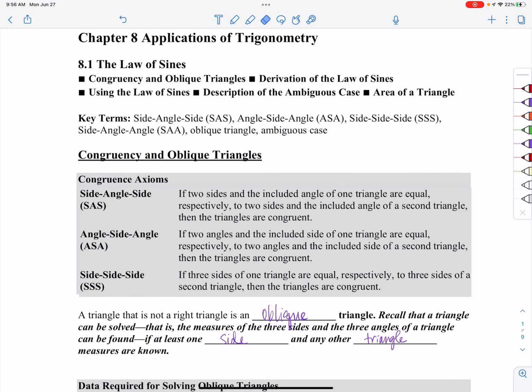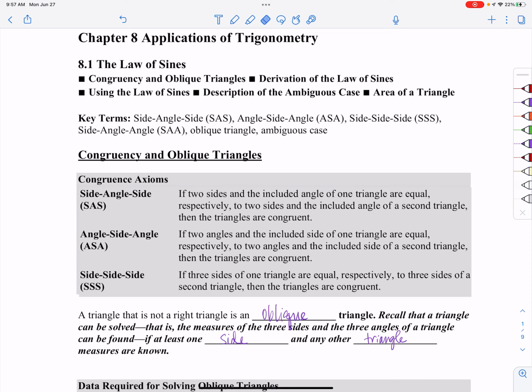If you remember back in chapter 5, we learned how to solve triangles. Remember that solving triangles is where you just simply find all of the missing pieces of a triangle. You've been given a certain amount of information and you have to find all of the missing pieces of information. The difference is that in chapter 5, we only worked with right triangles.